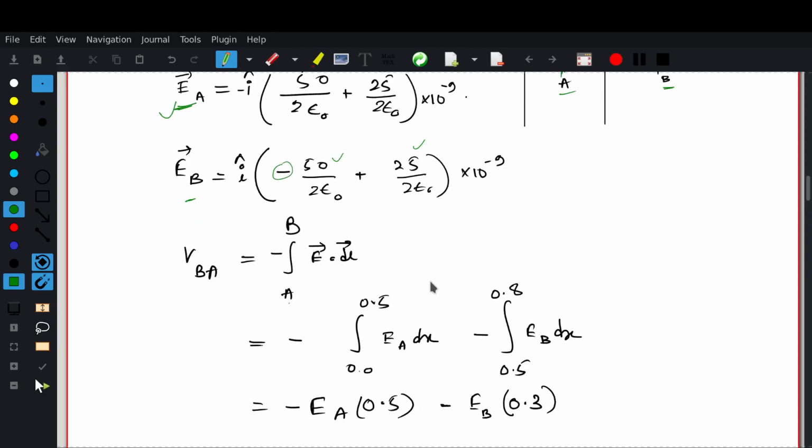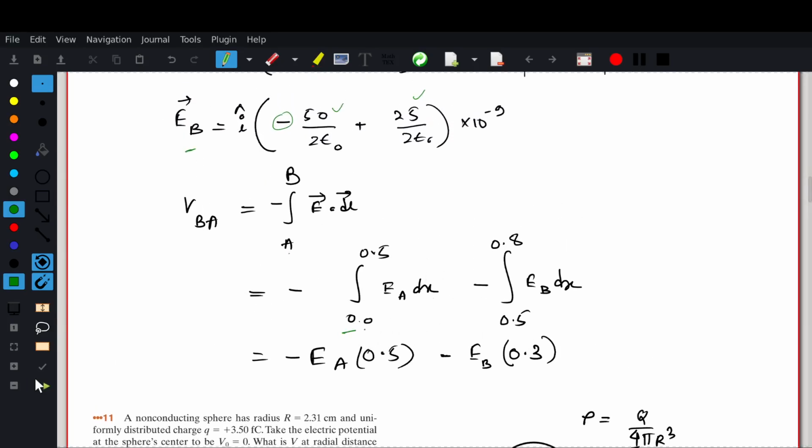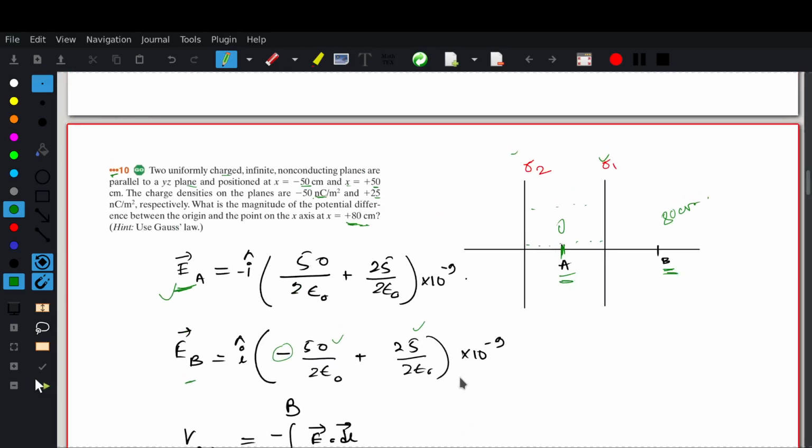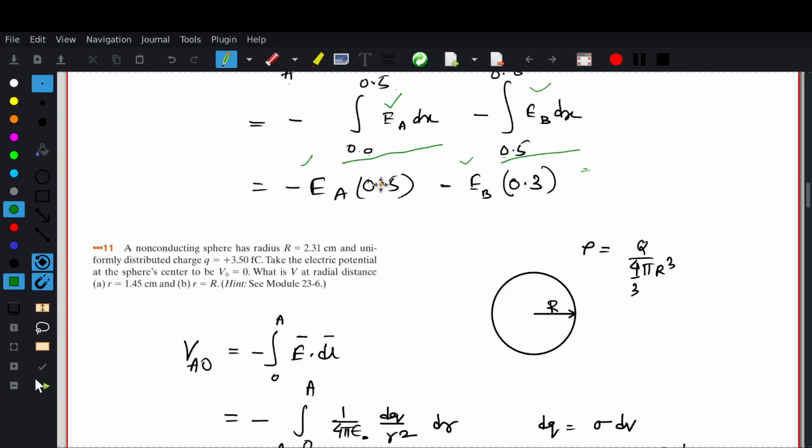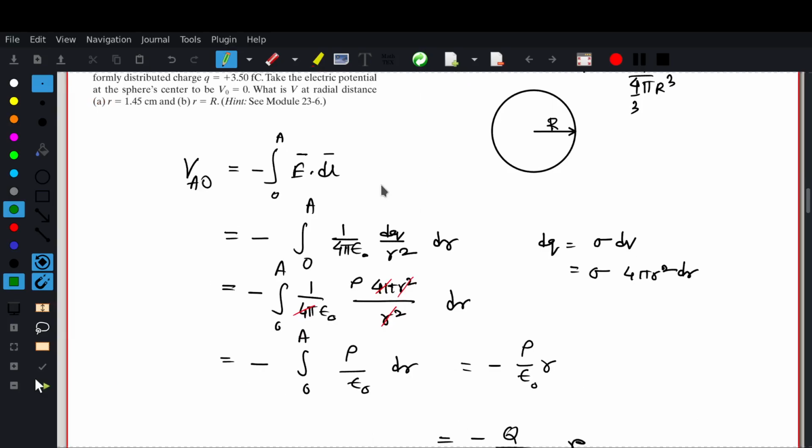So we break this integral into two regions. One is inside these two sheets and one is outside these sheets, right? So inside goes from 0.0 to 0.5 and the outside goes from 0.5 to 0.8, and for both of these regions we know exactly what the electric field is. So we can plug in the electric field's value, and at the end of the day we will obtain the voltage difference between this point and this point. It was a rather simple one, right? Not that hard. Okay, so let's move on to the next one.